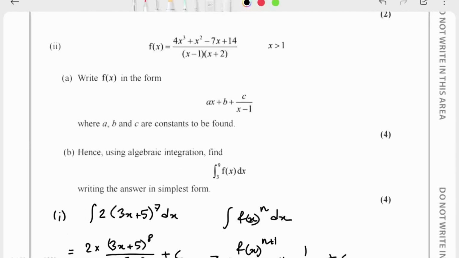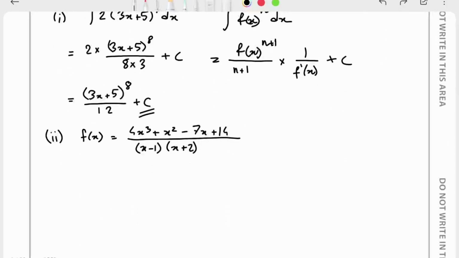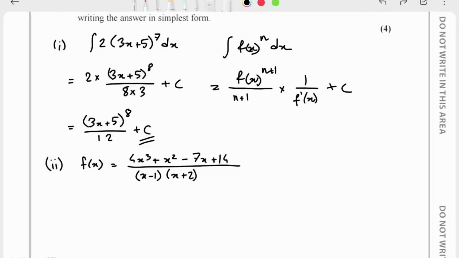Okay, so we need to write f of x down in this form. We can use 2 methods. The first is long division. I personally hate long division, so I prefer the third line method, and I personally think that it's faster. If you want, you're free to use long division. Completely your choice. So I'm going to show the third line method.